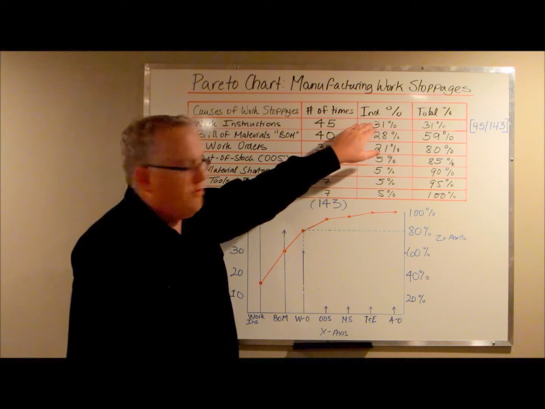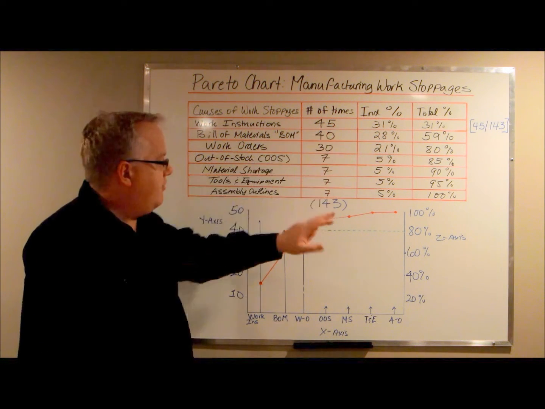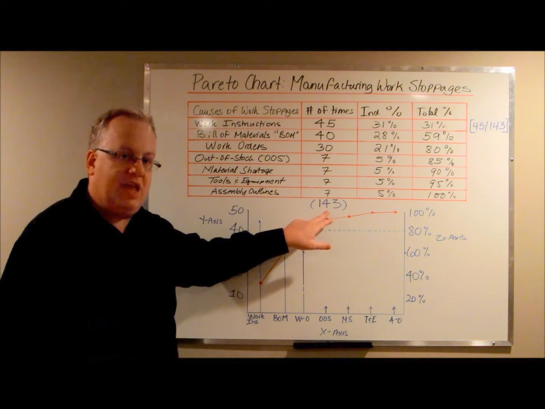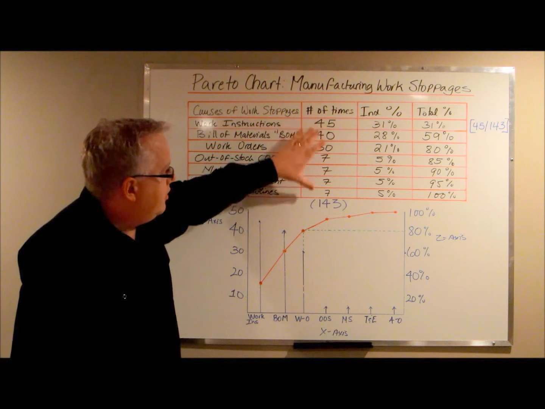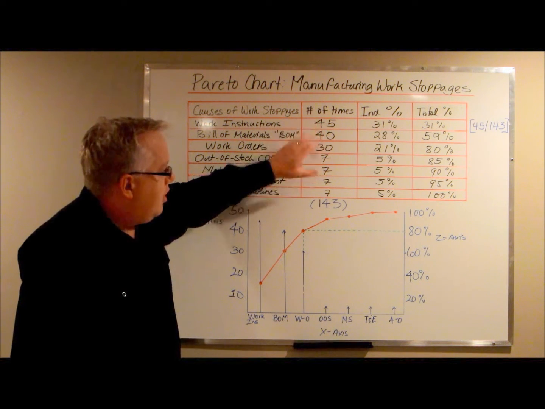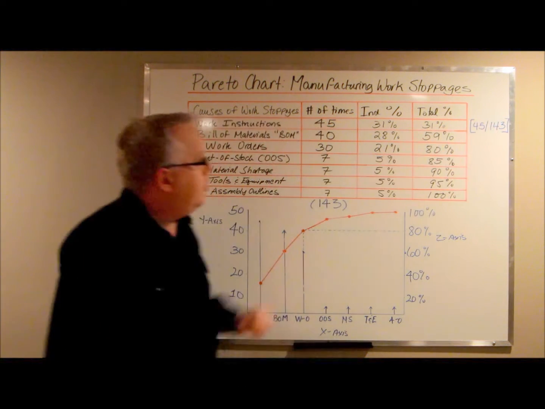Now, in terms of the individual percentage, this is simply the number of times this happened, 45, divided by the total number of periods of downtime during the week, which is 143, which is just the sum of all of these incidences of lost time or work stoppages. Okay? So 45 divided by 143 is 31%.